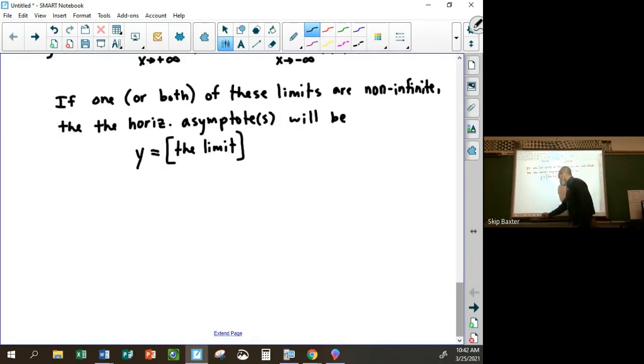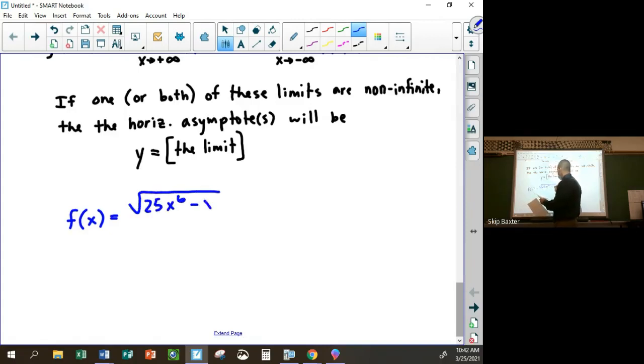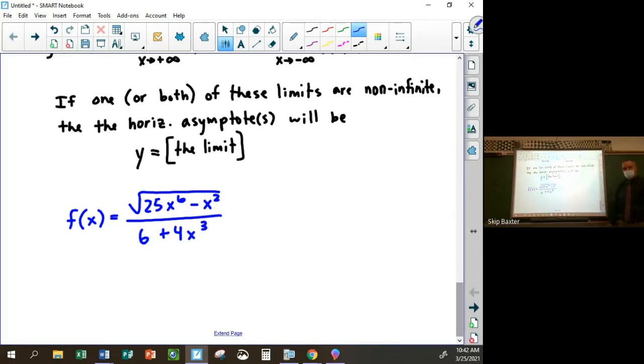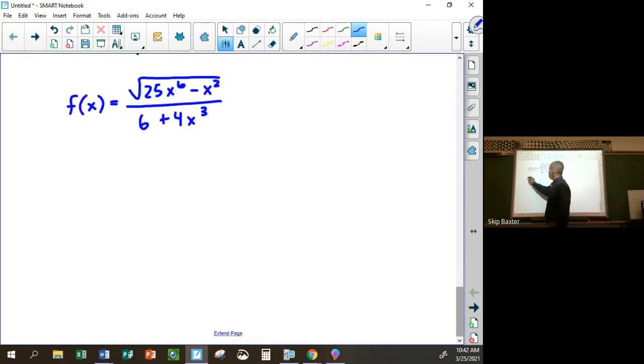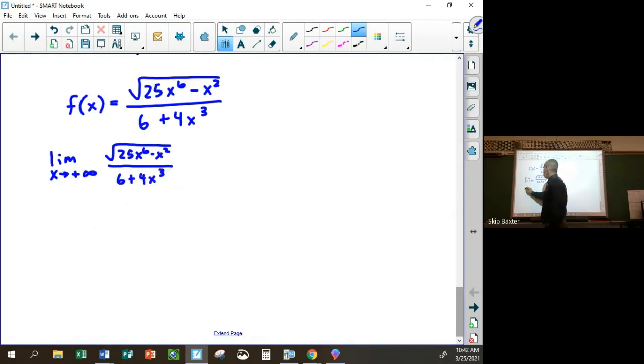Okay, let me give you an example. Like if I have f of x equals the square root of 25x to the 6th minus x squared over 6 plus 4x cubed. And they said, determine the horizontal asymptotes. You would just take the limit as x goes to positive infinity of this function and the limit as x goes to negative infinity of this function.